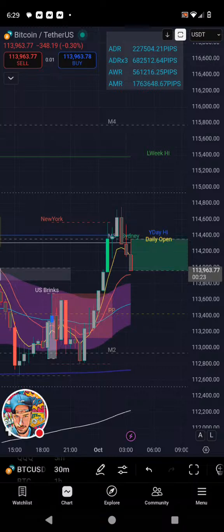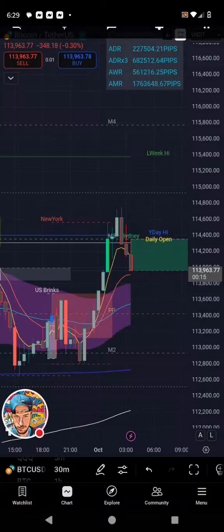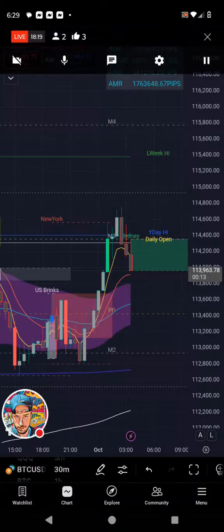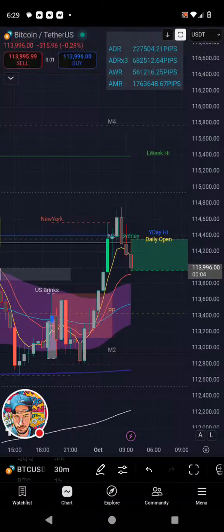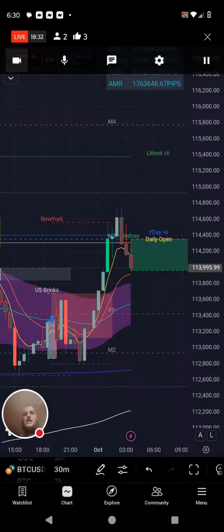You see that little red line that's sitting right there? That is the lower moving averages. So we want to see how we touch on that screen. Okay, so now it's into the next 30-minute candlestick.